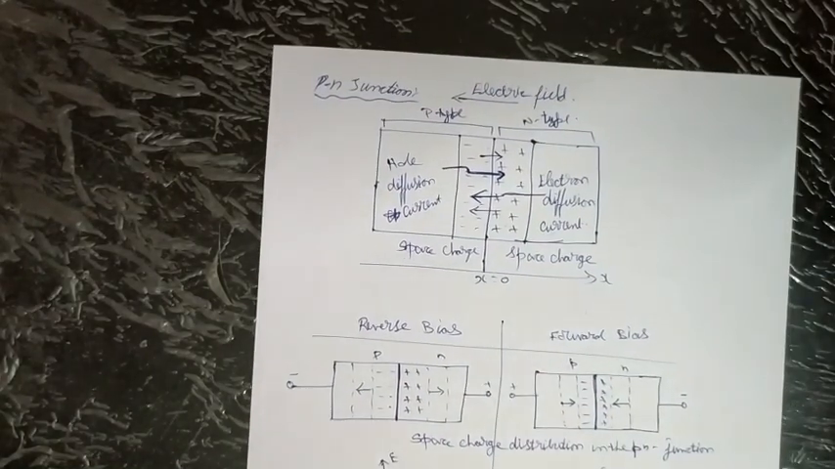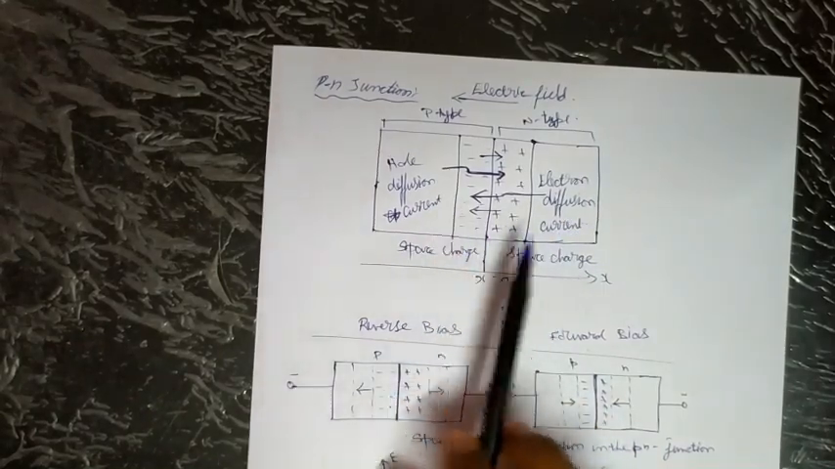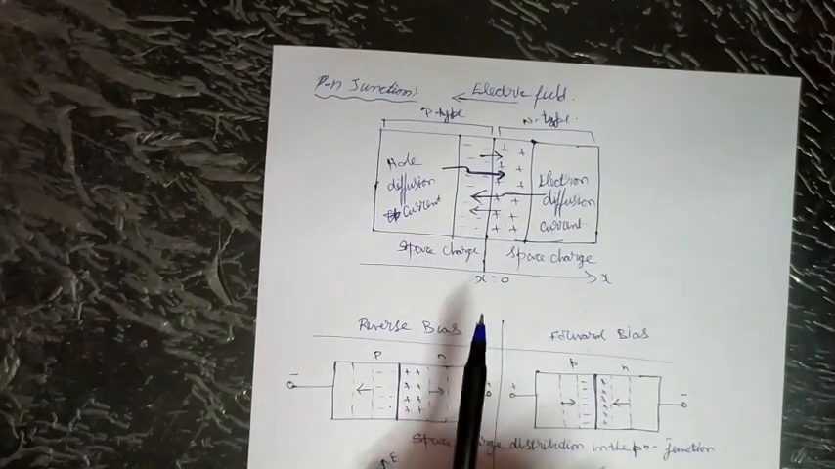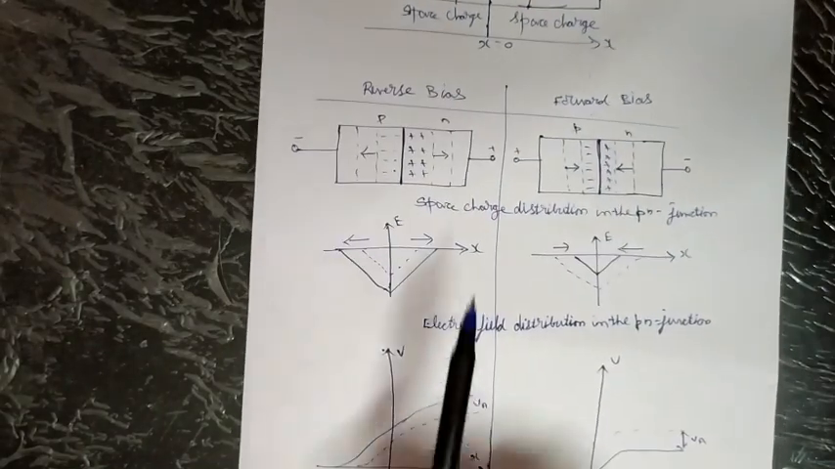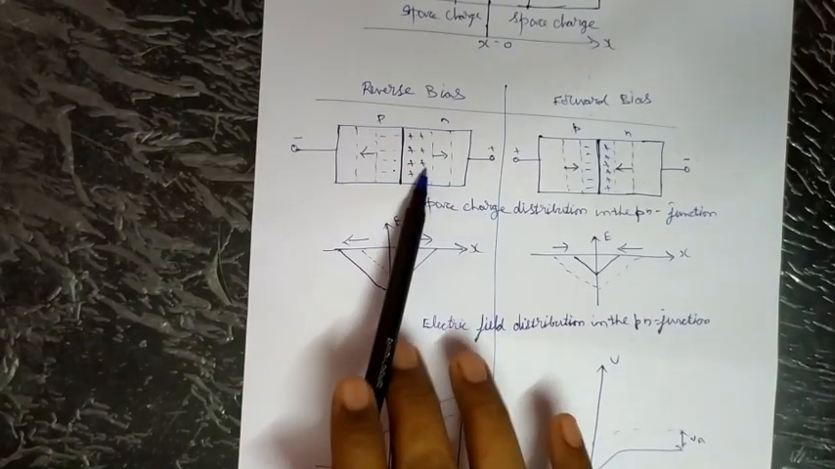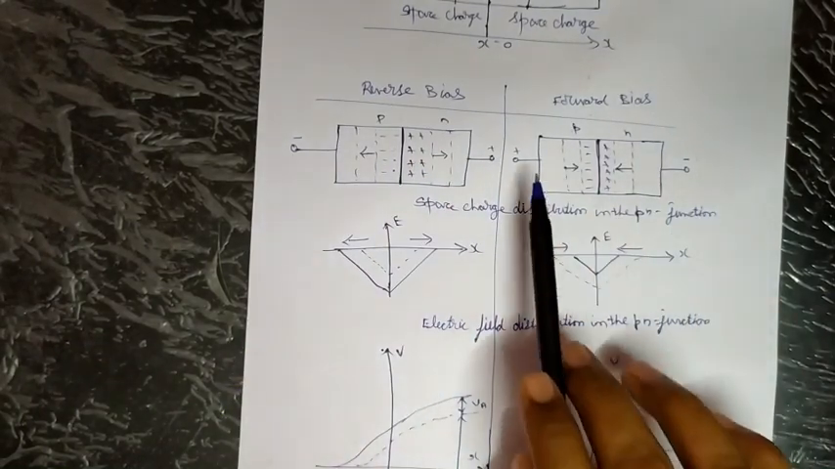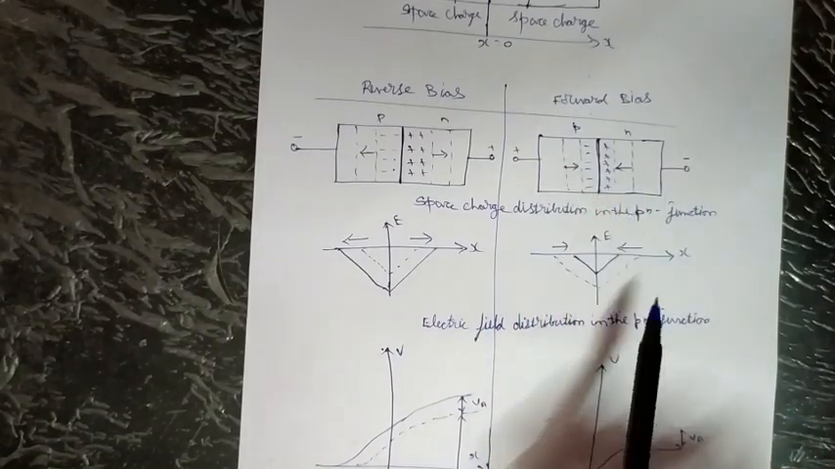So the PN junction diode has a P-type and an N-type. When it is forward biased or reverse biased, diffusion takes place here. So we will go through forward bias and reverse bias. When negative is applied to P-type and positive is applied to N-type, it is called reverse bias, whereas when positive is applied to P-type and negative is applied to N-type, it is called forward bias.